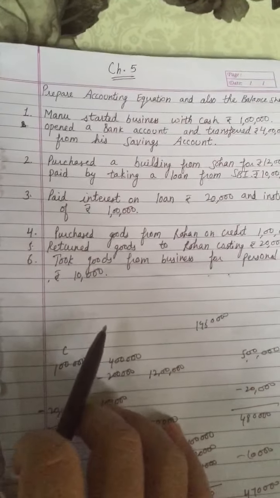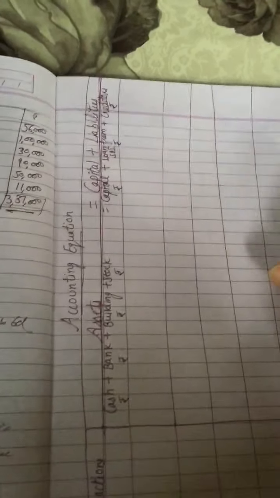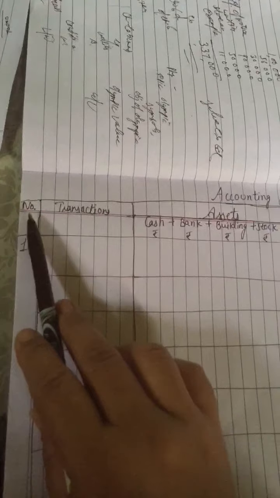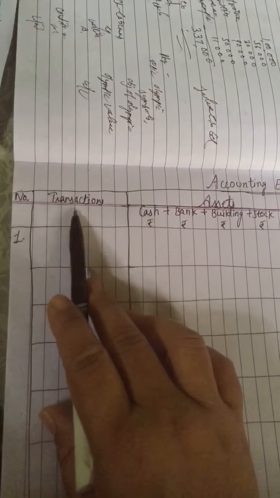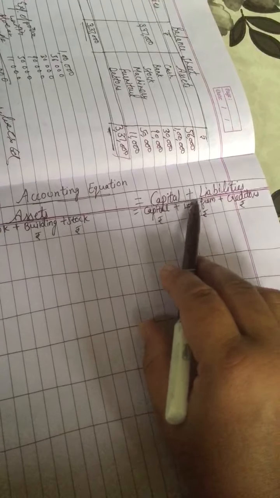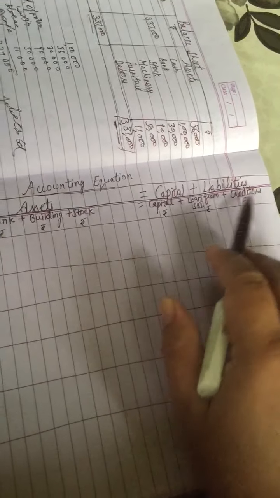So let's start the question. I have made a format. I have told you many times that you have to follow the same method that I have told you, but you are not following the same method. So first of all see the format again. Number 1 column is numbers, that is number of transactions, and next particulars of transactions, next are assets equals to capital. Capital should be written first and after that all the liabilities.